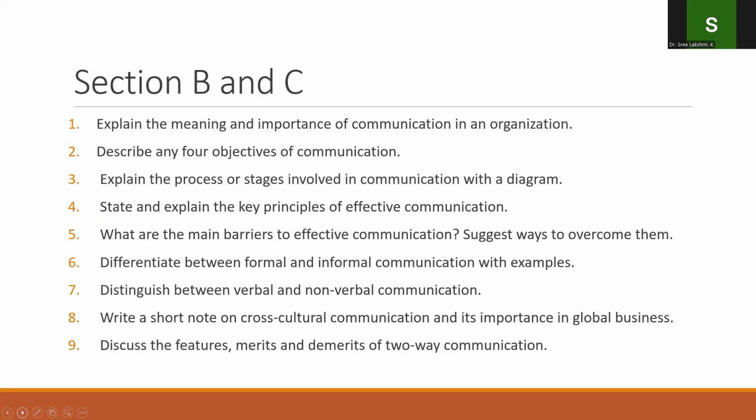Explain the meaning and importance of communication in an organization. Explain or describe any four objectives of communication. Explain the process or stages involved in communication with a diagrammatic representation. State and explain the key principles of effective communication.